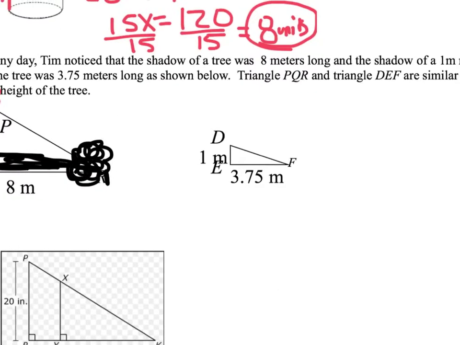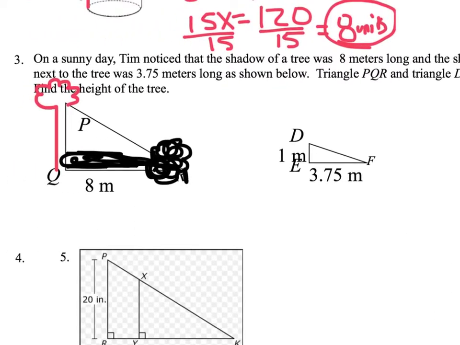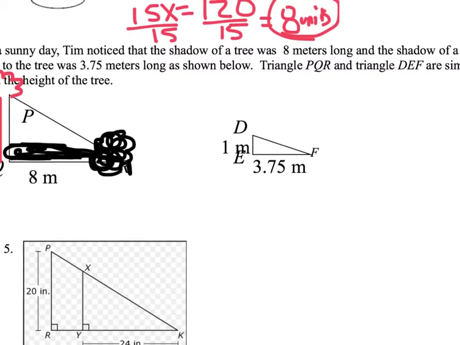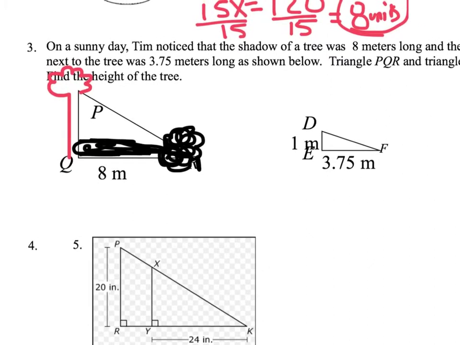And the shadow of a 1 meter mailbox next to the tree is 3.75 meters long. And actually, they're looking to find the height of the tree. It's looking to find this height. So we've got some similar triangles. We can call this x.